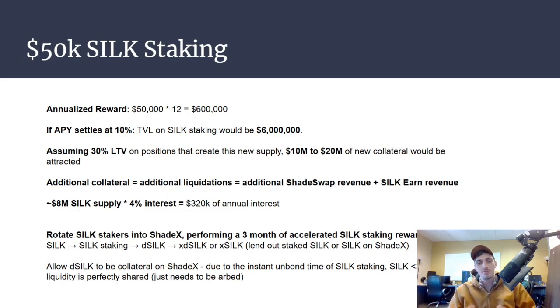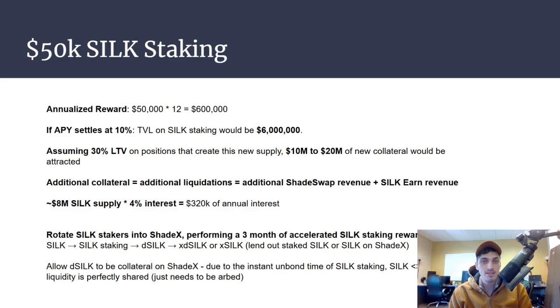So it sucks in new supply, it sucks in new collateral of people chasing the staking yield. And so with 8 million Silk supply at 4% interest, there would be roughly $320,000 of annual interest earned on Silk supply. Now you'll notice that the cost of Silk staking is $600,000 and the annual interest is only $320,000. So this is where the math gets really interesting, because we have a DEX and we have all sorts of other pieces of the puzzle here, especially with ShadeX coming. So Silk staking has this opportunity to be a loss leader, if APY is above the interest rate. It's a loss leader that arguably is worth it.